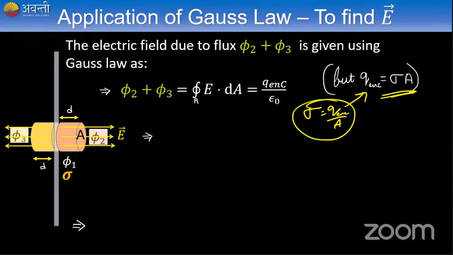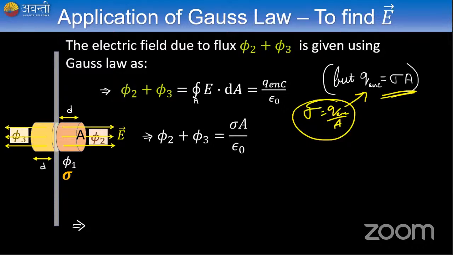Yes, correct, Krishmudi, correct, Lakshmi, cool. So others, please try to respond. Then can we write phi2 plus phi3 will be equal to sigma times A by epsilon naught? Click on yes or no. Can we write this? Guys, please help me derive. Can we write phi2 plus phi3 is equal to sigma A by epsilon naught? Yes, no. What happened, Hari Prasad?